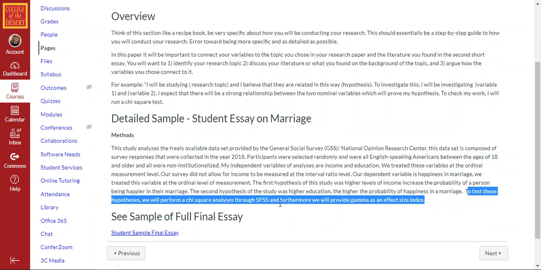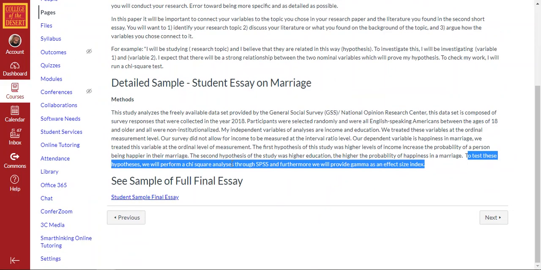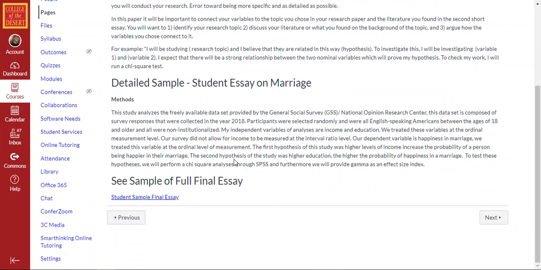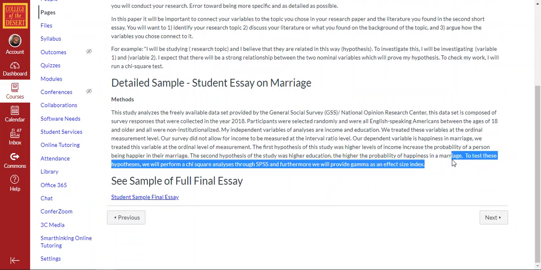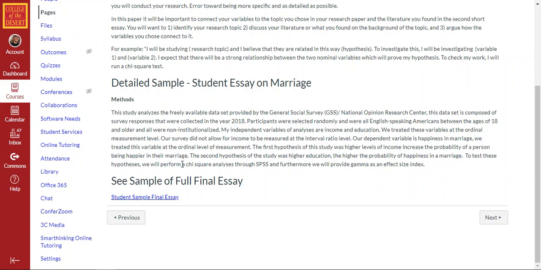To test these hypotheses, we perform a chi-square analysis through SPSS, and furthermore, we provide gamma as an effect size index. So as far as we're concerned, when you talk about this last part, you might mention you're using a chi-square because chi-squares are used for nominal levels of measurement. So whichever one we've used so far in this semester, you can mention that. Because we're just proposing this, we're not actually going to run it.